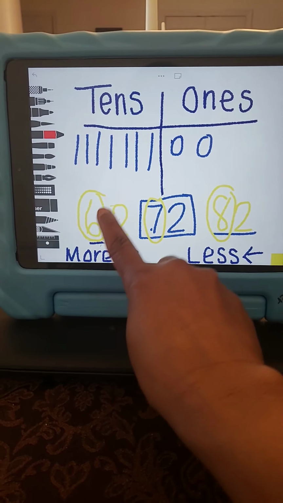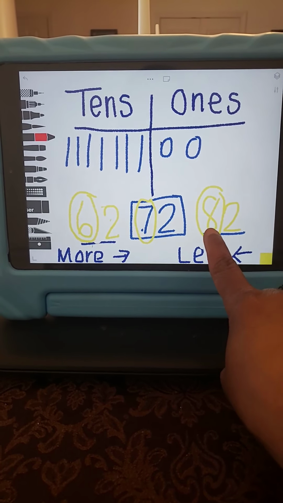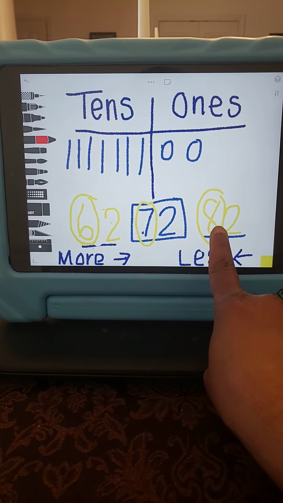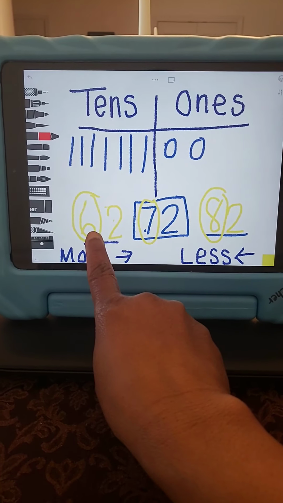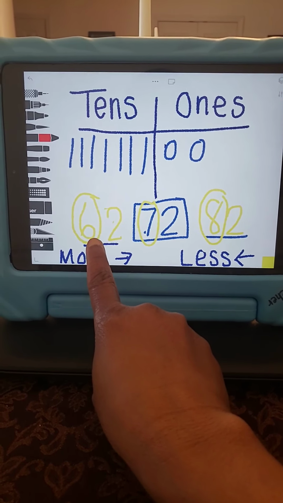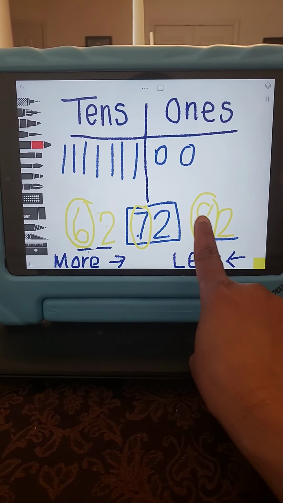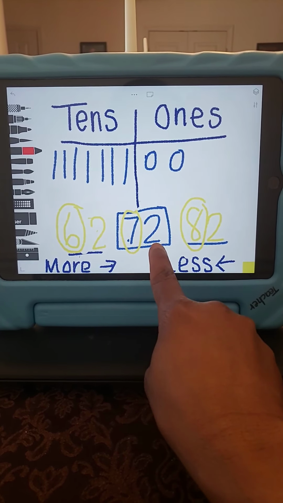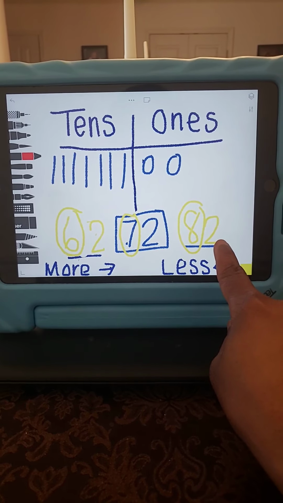The first number, which is the tens number, either went up or it went down, okay? Or it got bigger or it got smaller. But your ones number stayed the same. It stays the same.